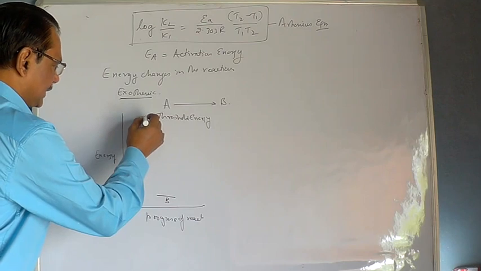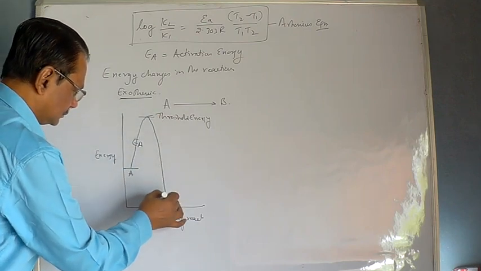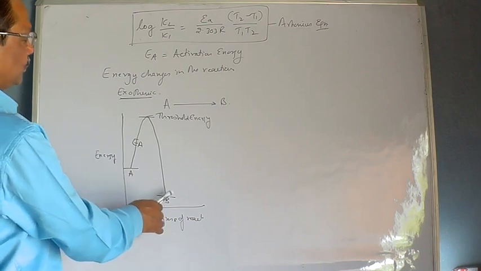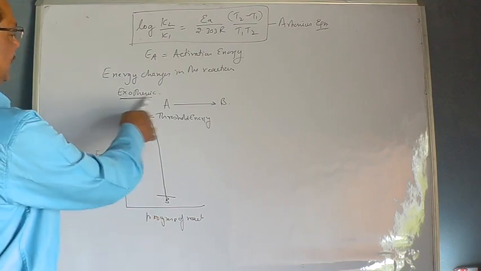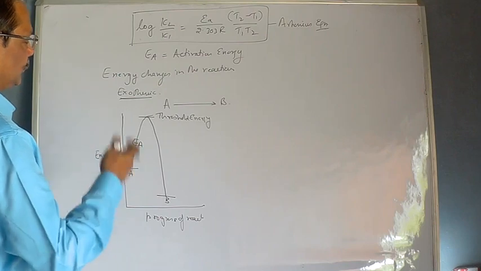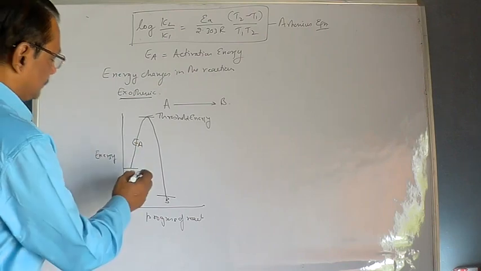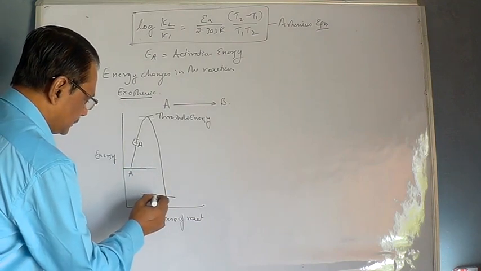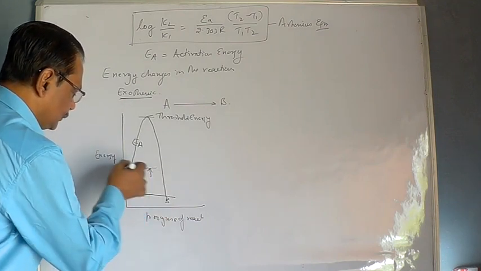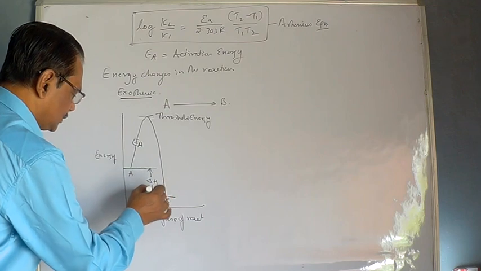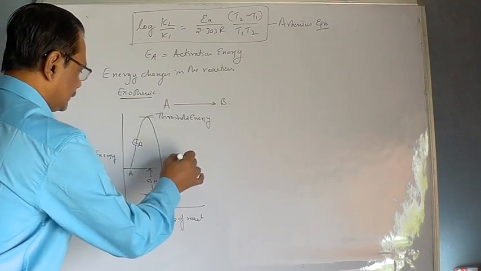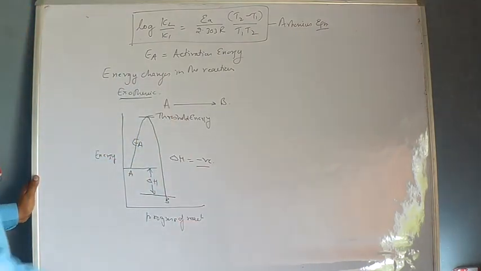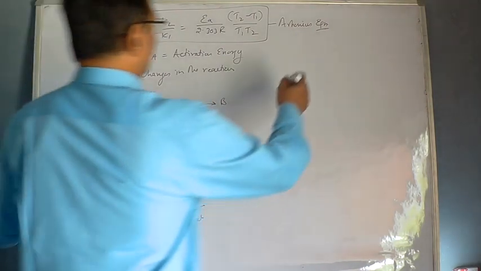And class, let us complete the graph. See, the energy of A is high, energy of B, your product, is less. Why? Because the reaction is exothermic, therefore in due process some energy has been released. Class, this graph is very important. Difference between these two levels gives us delta H, and class, delta H is always negative for exothermic reaction. So class, let us have definition of activation energy.